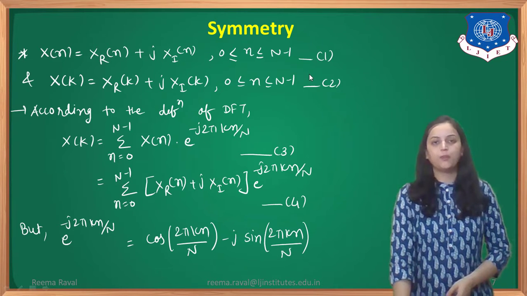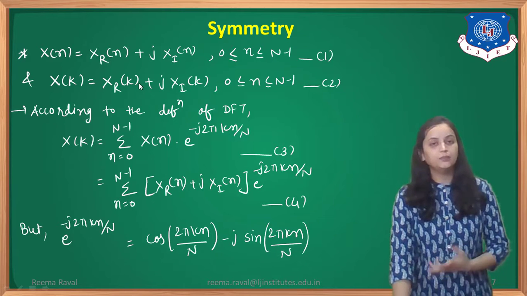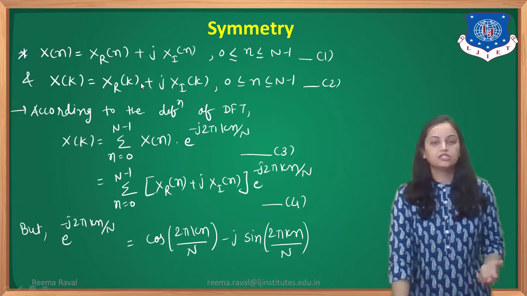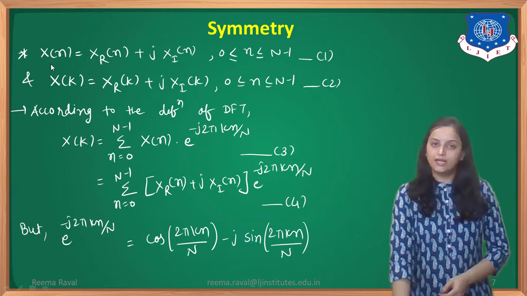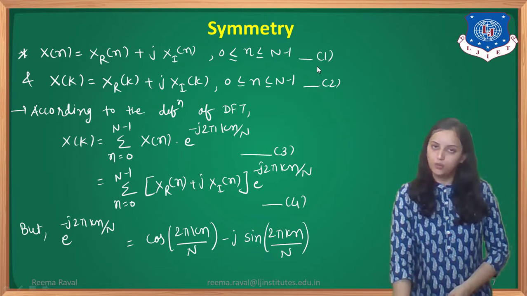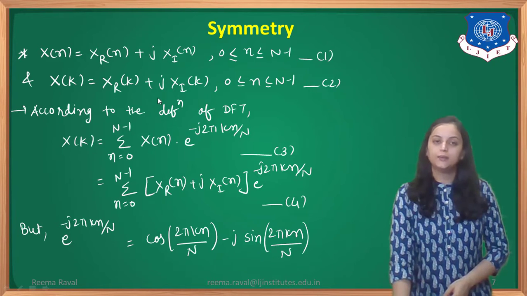Now let's move to the next property, which is the symmetry property. For the symmetry property, we need to consider the real part and imaginary part of x of n. Same way we consider the real part and imaginary part for the DFT. So x of n equals xr of n plus j xi of n, where n ranges from 0 to N minus 1. Let us give this as equation number 1. Same way x of k equals xr of k plus j xi of k, where k ranges from 0 to N minus 1. Let us give this equation number 2.